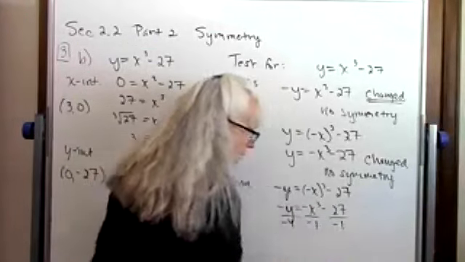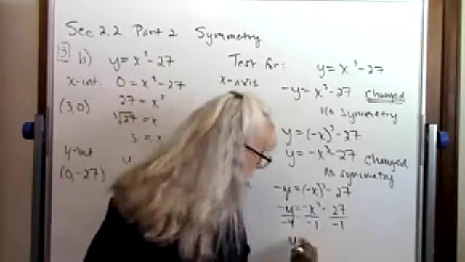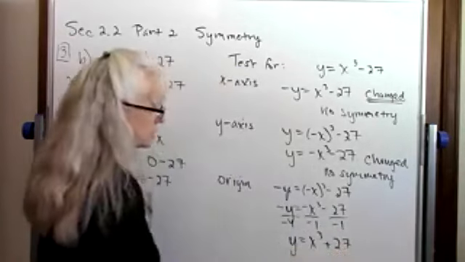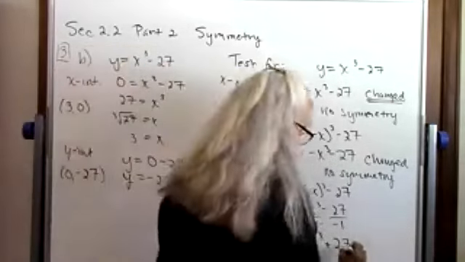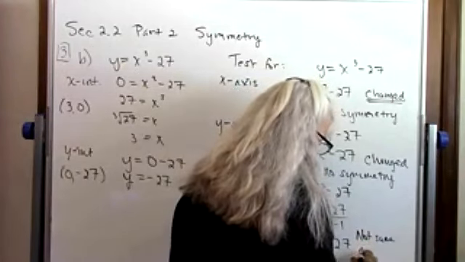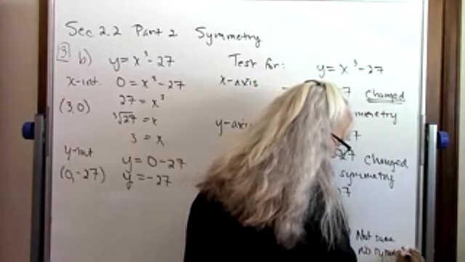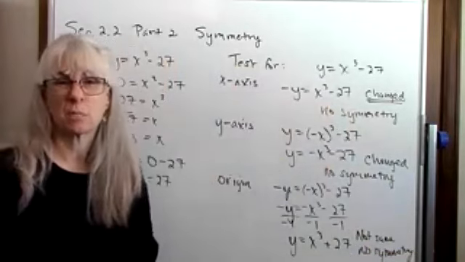You're thinking, well, why would I do that? I just want to make sure it is not the same. If I divide out the -1, that makes the x cubed a positive, but it changes the sign on the 27. So when I compare this to the original, it still is not the same. That's changed. No symmetry. So this particular graph has no symmetry to the x-axis, the y-axis, or the origin. It doesn't have any symmetry at all.